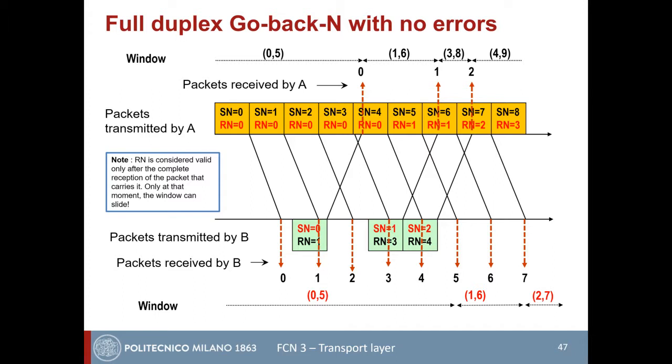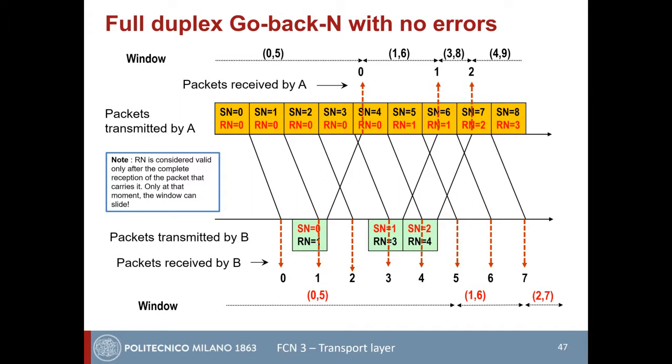Then the red arrows that you see with dotted lines going towards the top or towards the bottom indicate when the entities of A and B are sending data to the upper layers. Okay, so each time a packet is received, the content is sent to the upper layer.